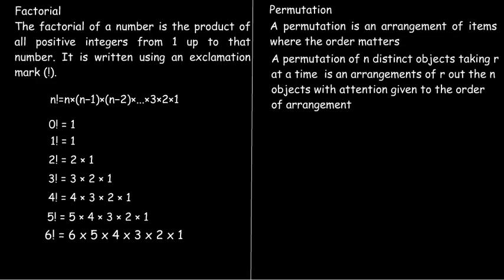This simply means that when we have n number of items, let's say 10 items, and we are trying to arrange 3 items out of the 10 items with consideration to the order, that will be written as n permutation r, which should be equal to n factorial divided by (n minus r) factorial.